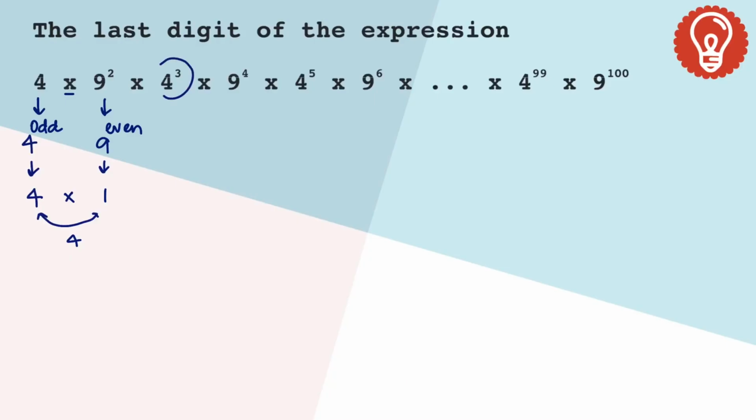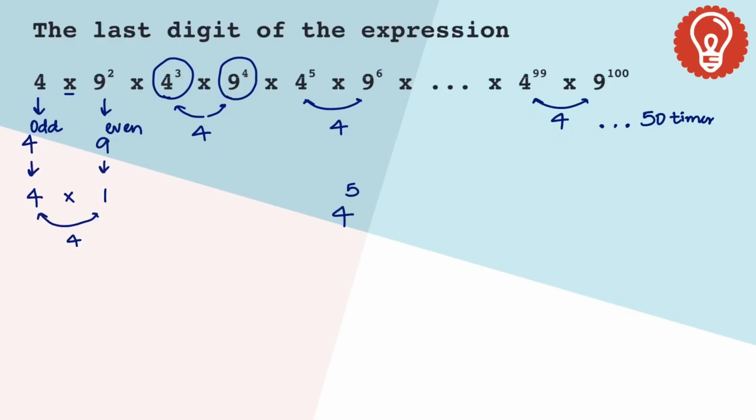Similarly, this is 4 power an odd number and this is 9 power an even number. Therefore, this also gives us 4. Similarly, this gives us 4 and so on. So this helps me understand that 4 basically comes 50 times. So I can write this as 4 power 50. Now we know when it is 4 power an even number, we always have 6 in the unit place. Therefore, for the entire expression, 6 is going to be the last digit.